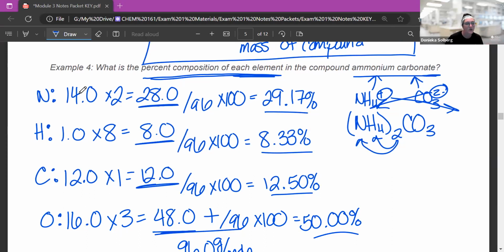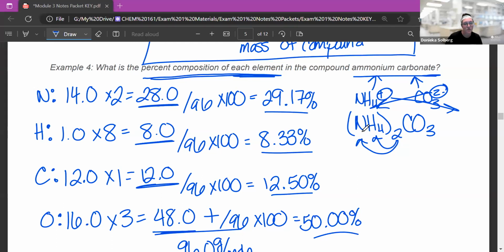So nitrogen on the periodic table has a mass of 14.0. Now, a lot of the times people ask me, how should we round those numbers from the periodic table? Because they have way more decimal places than that. As long as you keep 1 decimal place, you would be fine. All of these just happen to be 0.0. So nitrogen is 14.